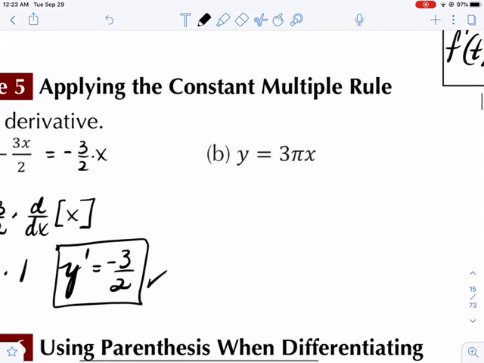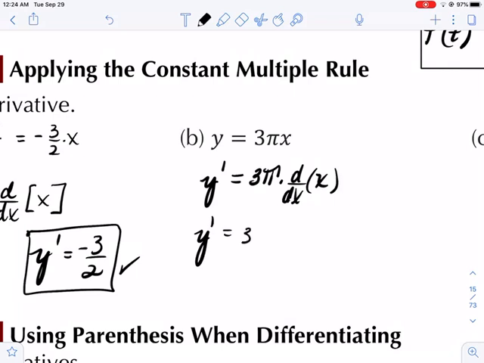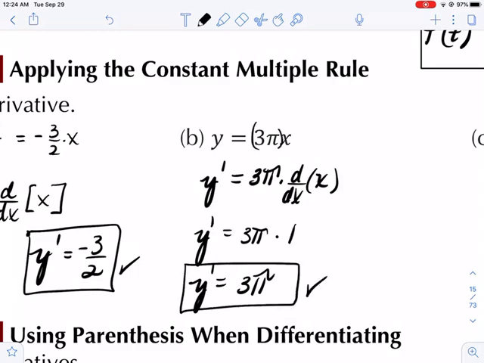For part B, there are times where you see the pi involved, and you have to remember that pi is just a constant, so we have y prime is equal to 3 pi times the derivative with respect to x of x, and so it's just going to be y prime is equal to 3 pi times 1, or just 3 pi. And it kind of makes sense when you look at this because the derivative is the slope. So when you look at the equation, y is equal to 3 pi x, the 3 pi is just the m, or the slope of the linear equation.